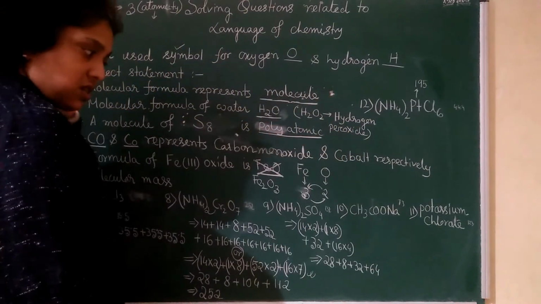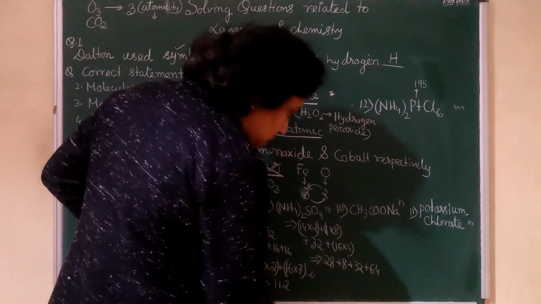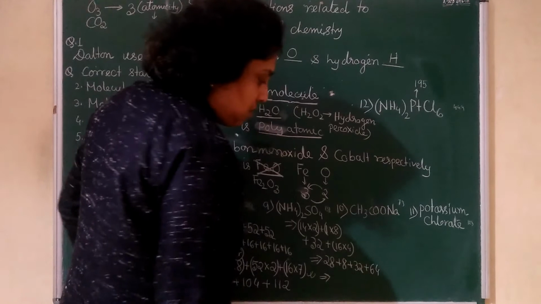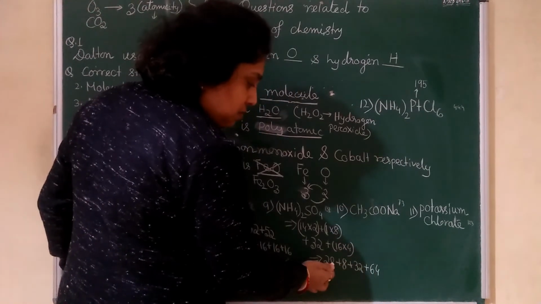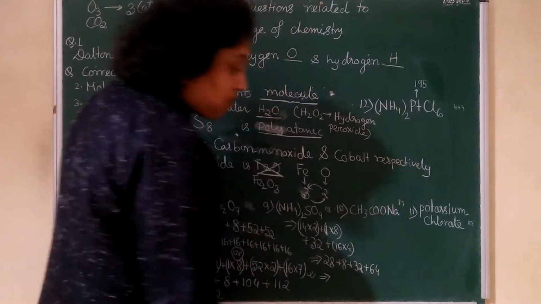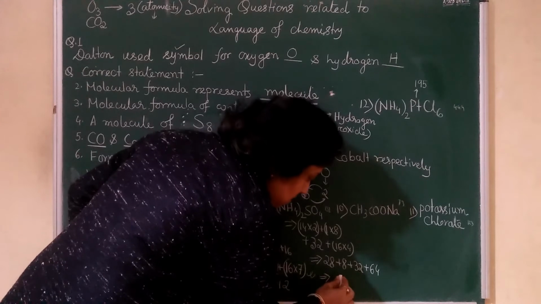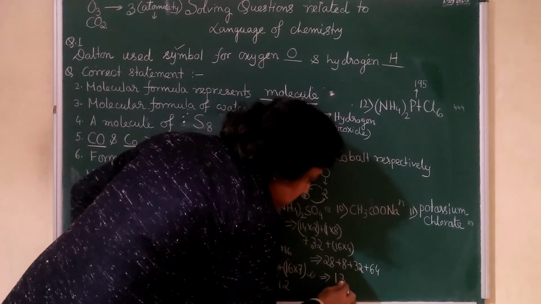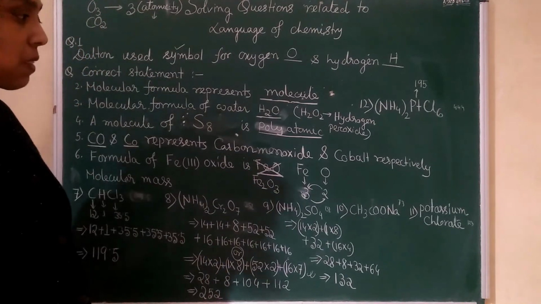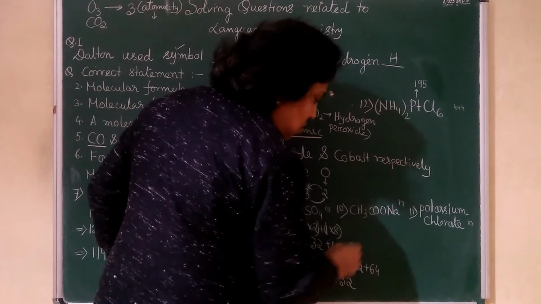4, 16, and 64. Okay. Then you add 32 and 8, that's 40, 50, 60, 68. 68 and 64, it will be 132. 132.